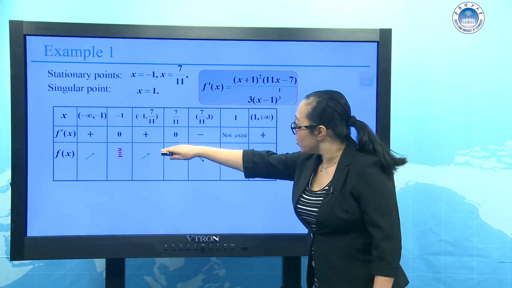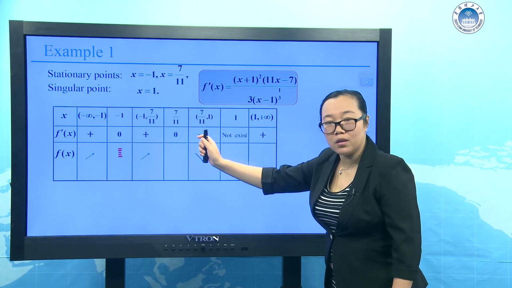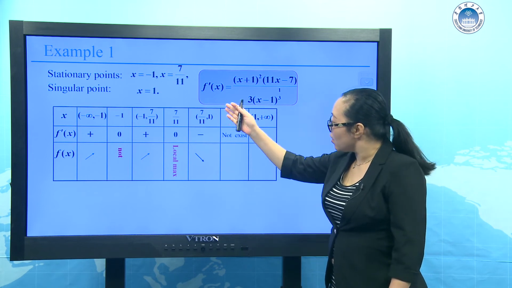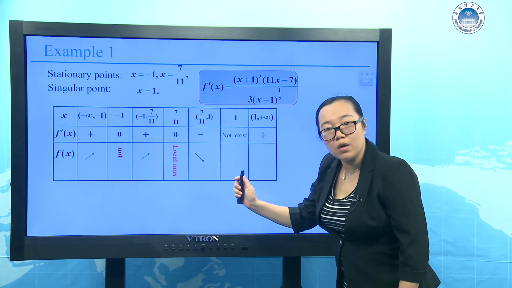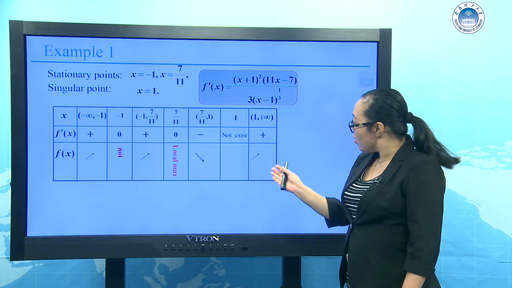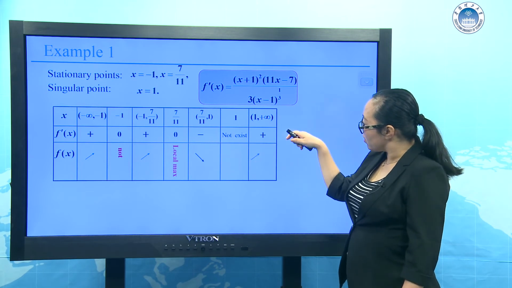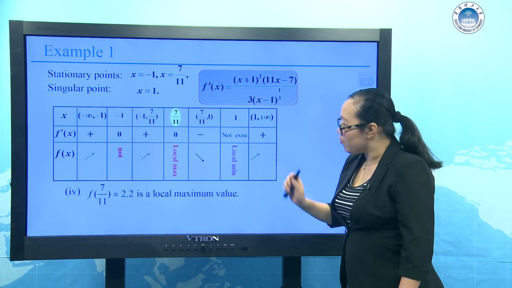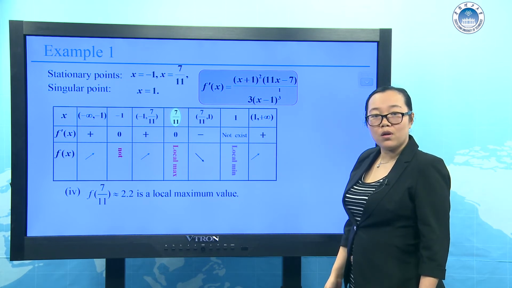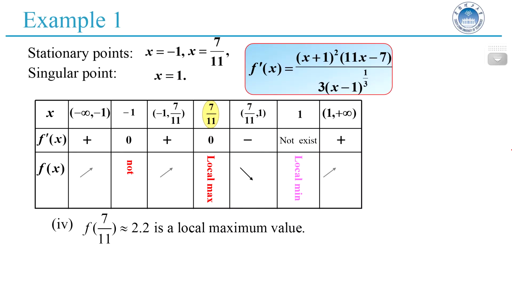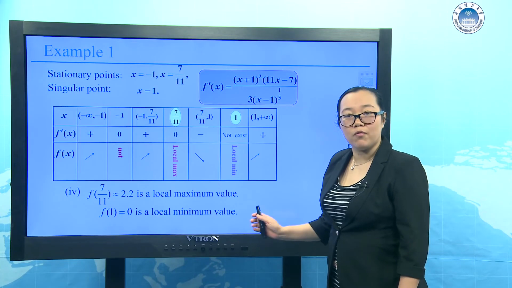Together, increasing then decreasing means the point is a local maximum value. Positive means increasing, decreasing function, then increasing function, so a local minimum. We can get our conclusion: f at the point 7 over 11, close to 2.2, is a local maximum value, and the corresponding f of 1 equals 0 is a local minimum value.